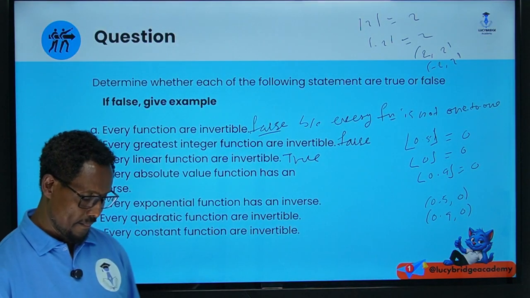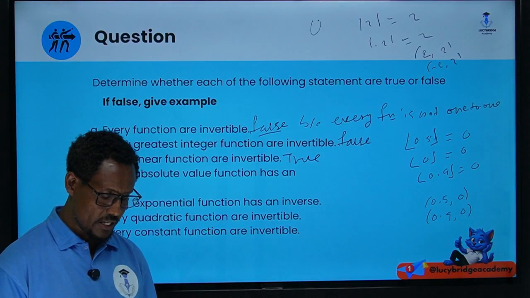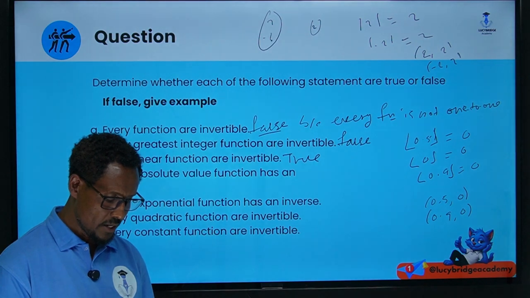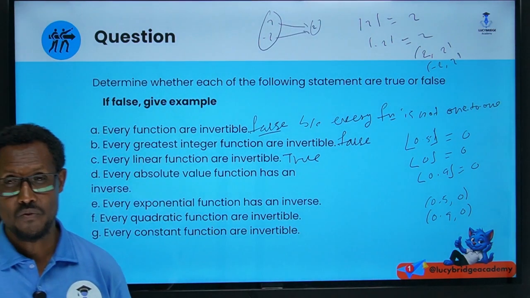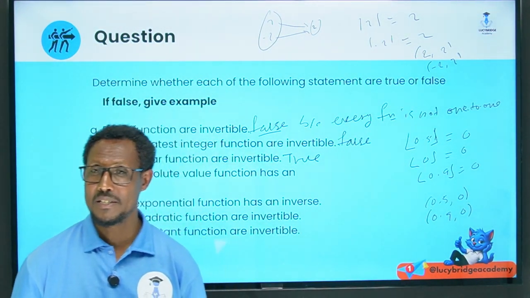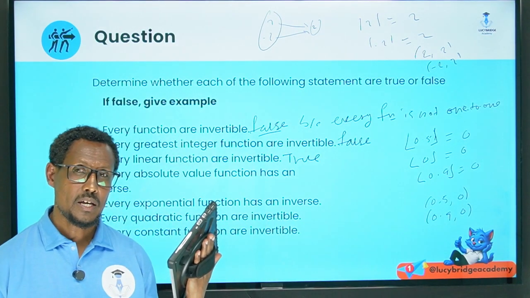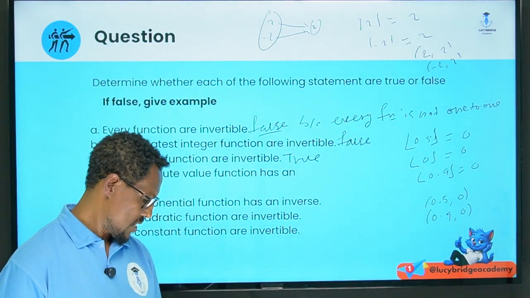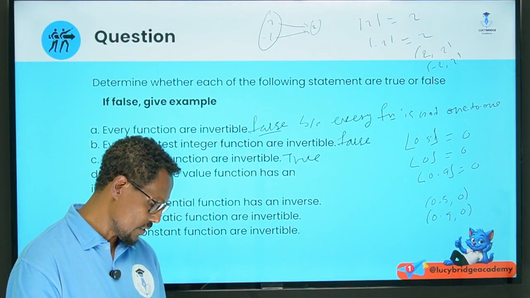Therefore, 2 in the range, and minus 2 and 2 in the domain pair with what? Pairs with 2. Therefore, this is not a one-to-one function. We say a function is one-to-one if every element in the range has a unique pre-image in the domain. Every absolute value function is invertible, which is false.